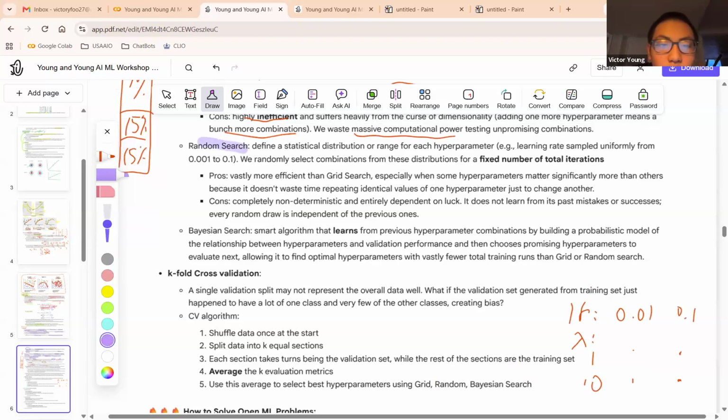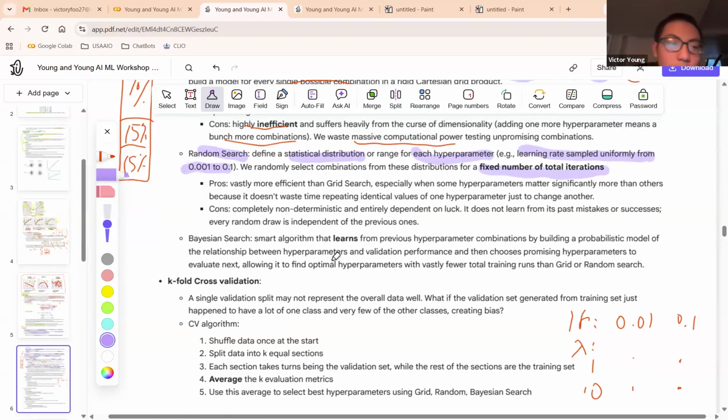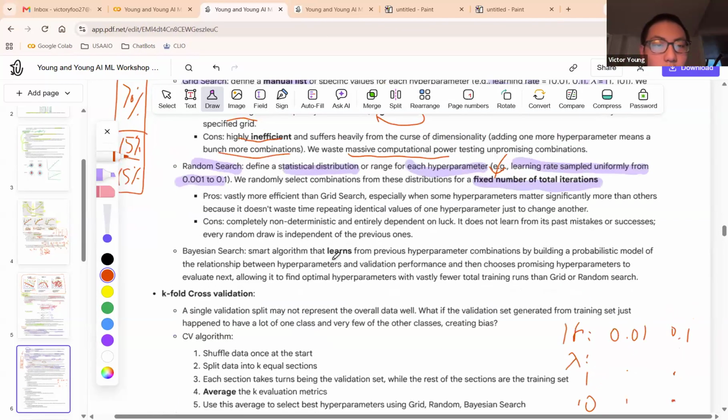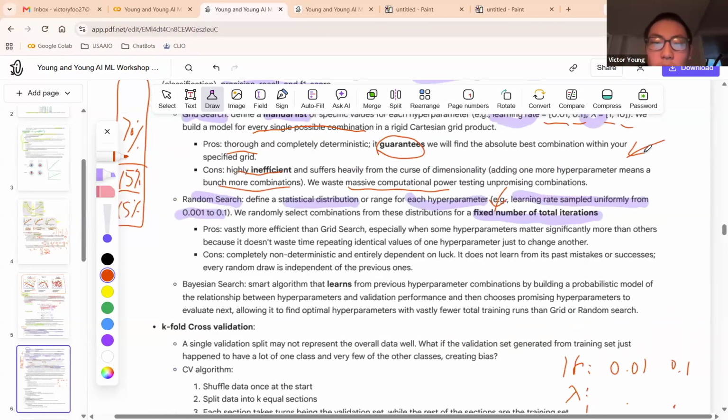Random search is where we define a statistical distribution or range for each hyperparameter. Like learning rate, we're going to sample it uniformly from 0.001 to 0.1. And we randomly select combinations from these distributions for a fixed number of total iterations. So because of this fixed number of total iterations, we can keep our search to, say, just 50 iterations. But in grid search, we have to do all iterations, so that is kind of bad.